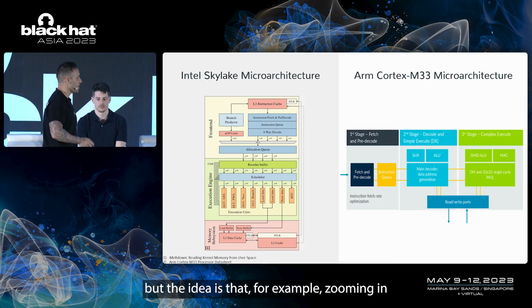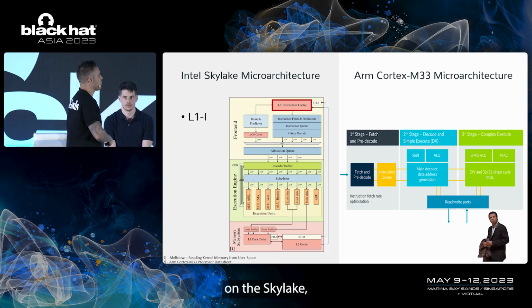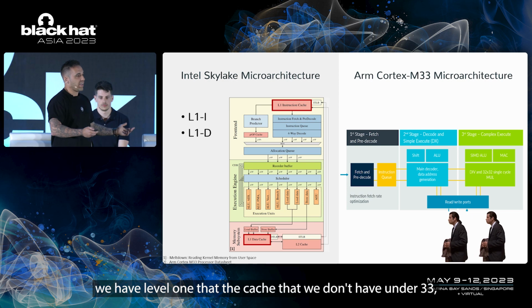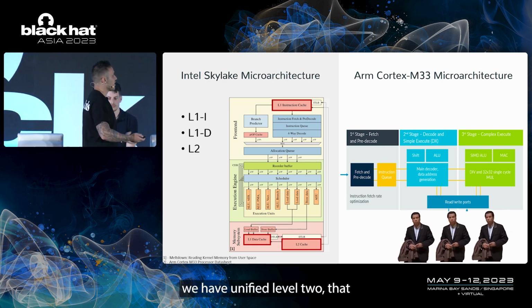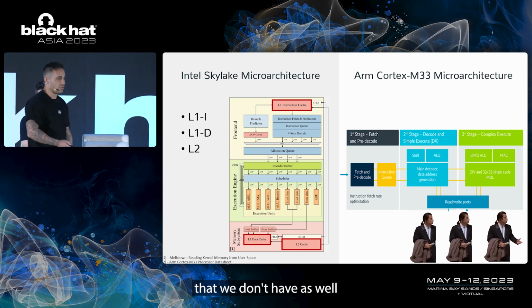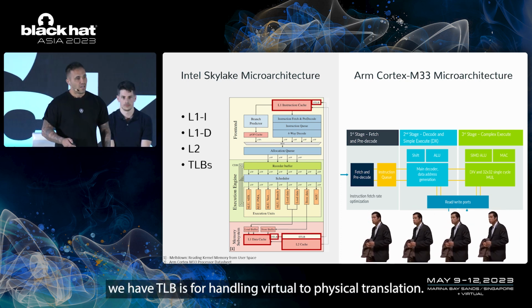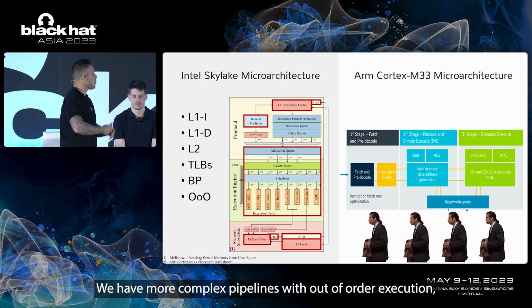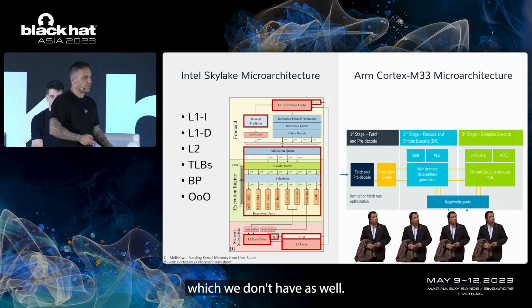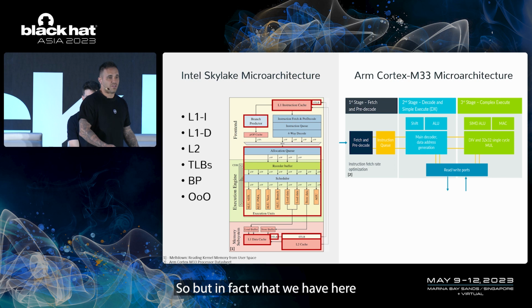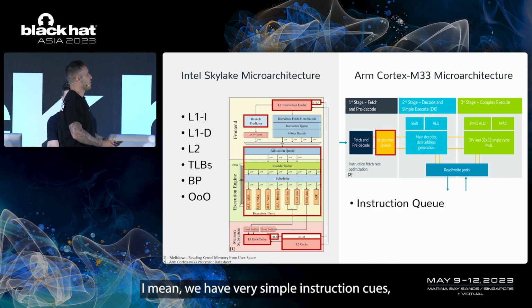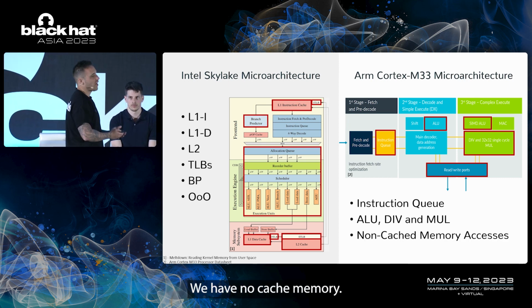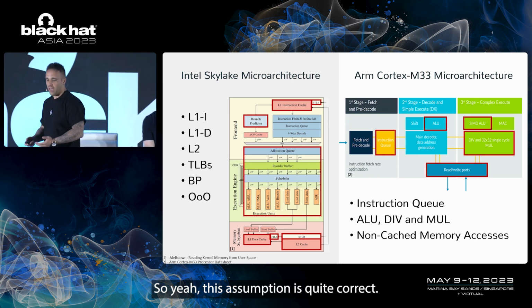For example, zooming in. On the Skylake, we have a level 1 instruction cache that we don't have on the M33. We have a level 1 data cache that we don't have on the M33. We have a unified level 2 cache that we don't have as well. We have TLBs for handling virtual to physical translation. We have branch predictors. We have more complex pipelines with out-of-order execution, which we don't have as well. But in fact, at the CPU level, we have almost nothing. We have very simple instruction queues, an ALU, and we are just on the physical space. We have no cache memory. So yes, this assumption is quite correct.